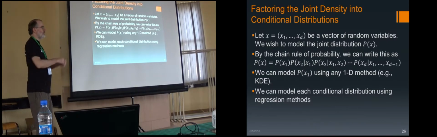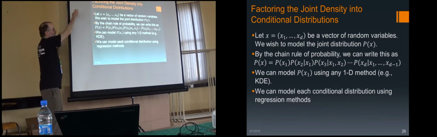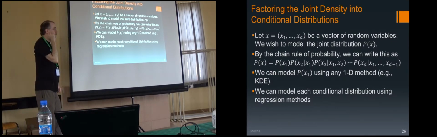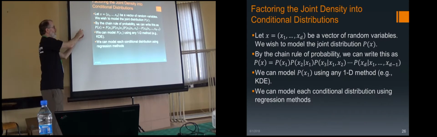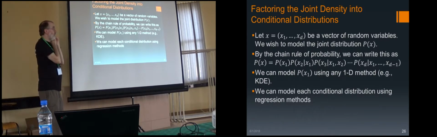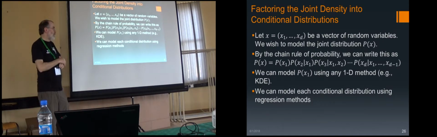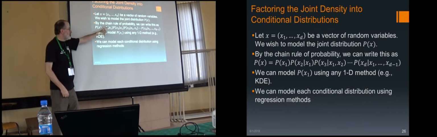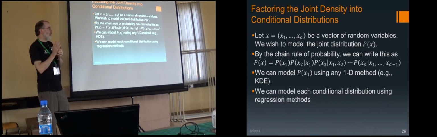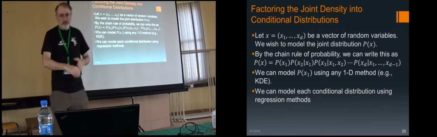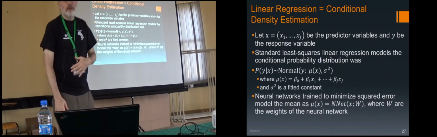And so if we drew this as a graphical model, we'd have x1, x2, x3 as a long chain of arrows. But each point would be able to look at all of the previously generated values. And so we could model the probability density of x1 by using a kernel density estimator maybe, and then we can model each of these conditional distributions using, say, regression methods, and eventually using neural networks. So let's see what this looks like.